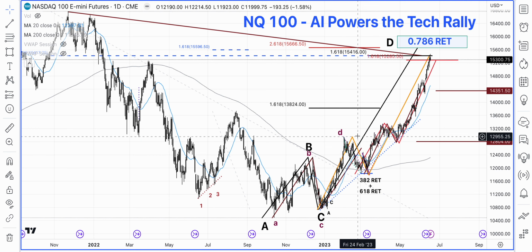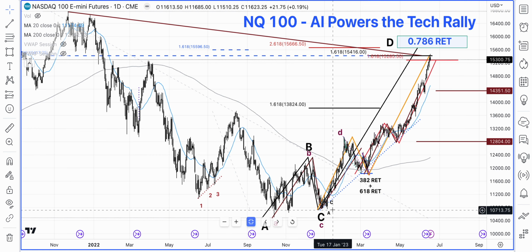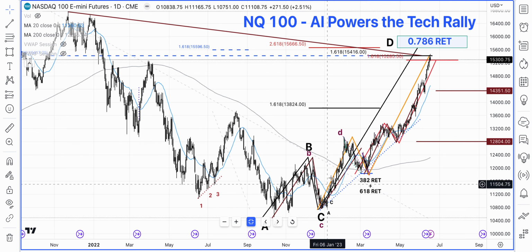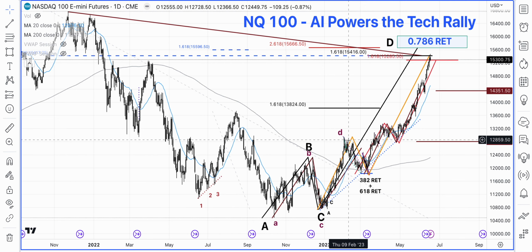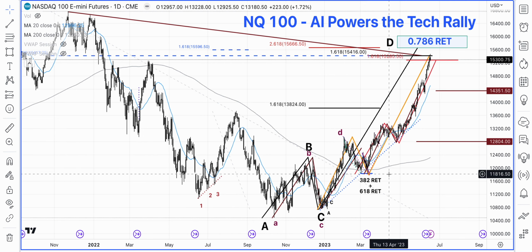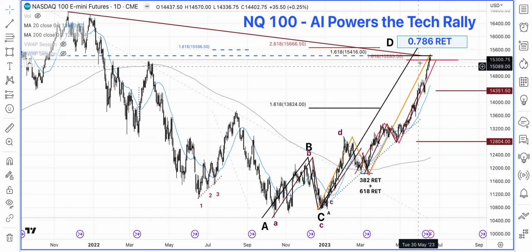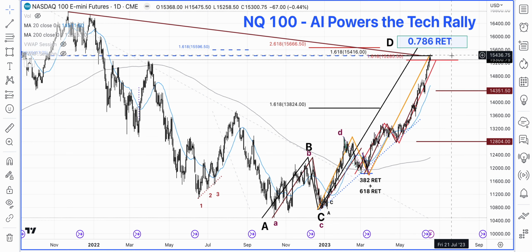And then we have another one, which is this orange line. If we take this segment from here to here, project it from this point and multiply it by 1.618, we get a price level which is in alignment with the 78.6% Fibonacci retracement, giving us a confluence level.